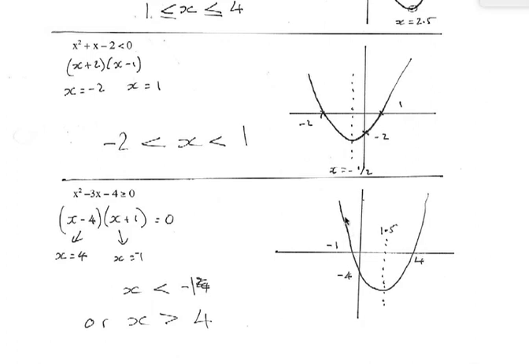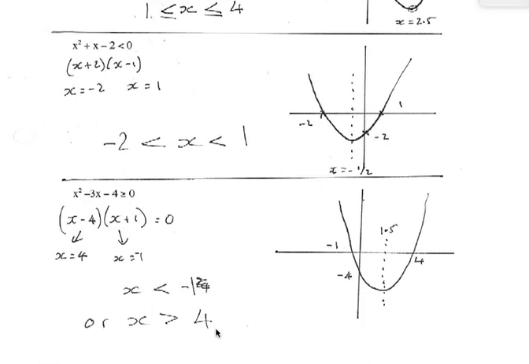Here it goes above the axis at -1, and we're going that way, so we're looking for numbers less than -1. Here it goes above the axis at +4 and stays above the axis as we move this way, so that's x values greater than +4.